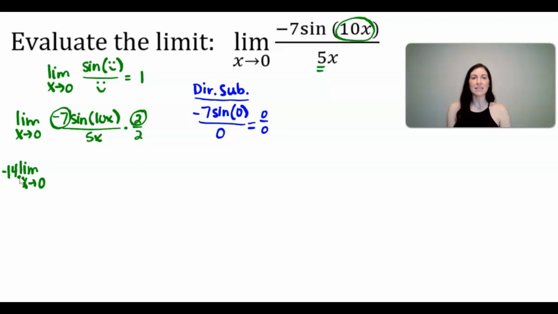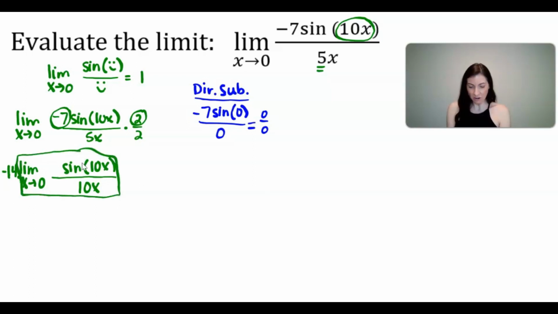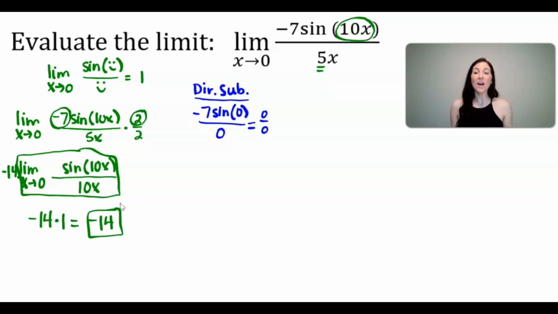-14 times the limit as x approaches 0, and what I now have left in the numerator is the sine of 10x divided by, multiplying the 5x and the 2 together, 10x. And this is that special limit that I was just telling you about. The limit as x approaches 0 of sine of 10x over 10x is just the number 1. So then I would have -14 times 1, which gives me an answer of -14. And that's one way to find the answer to this problem, using that special limit.